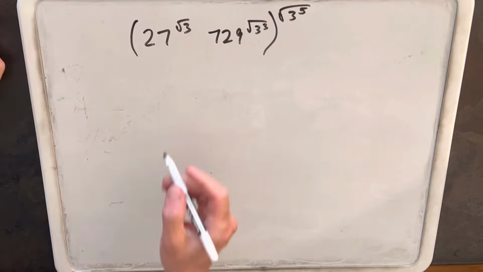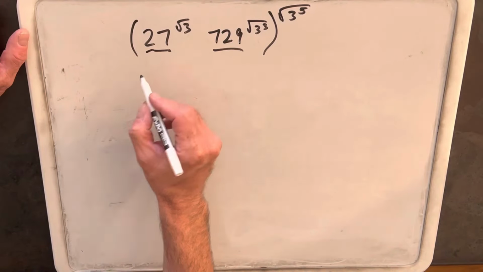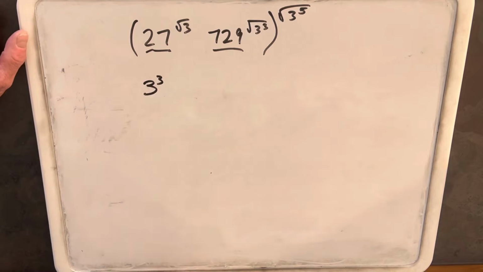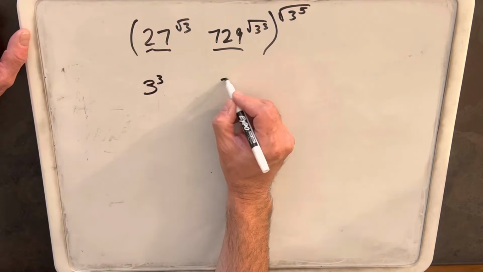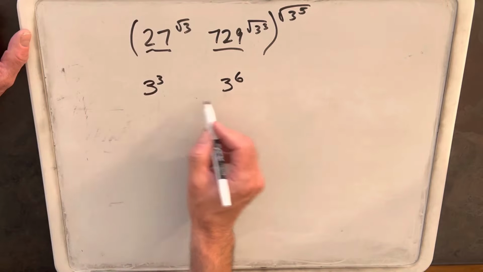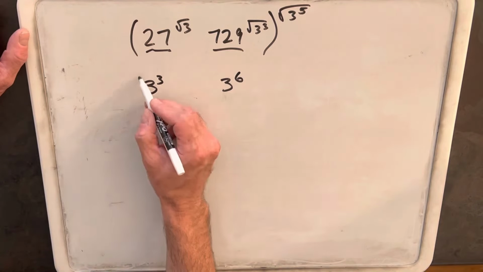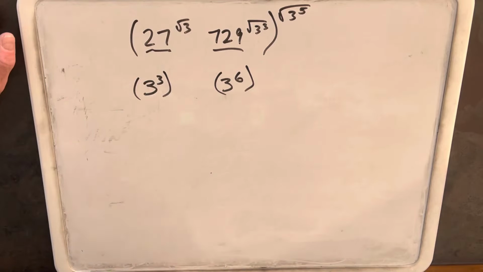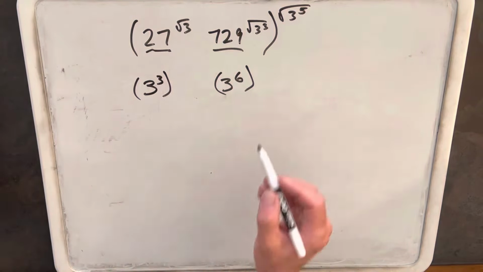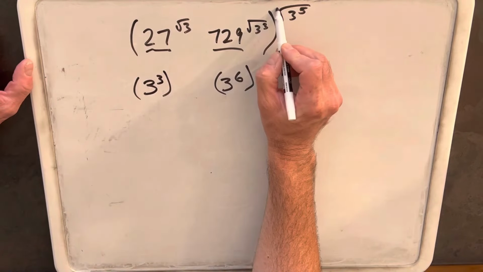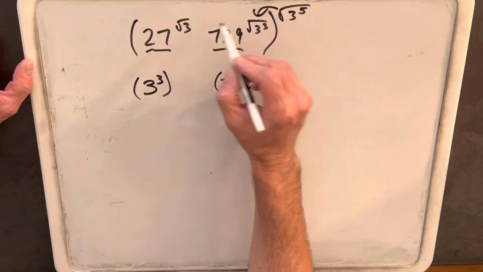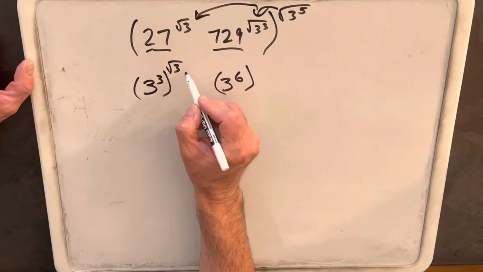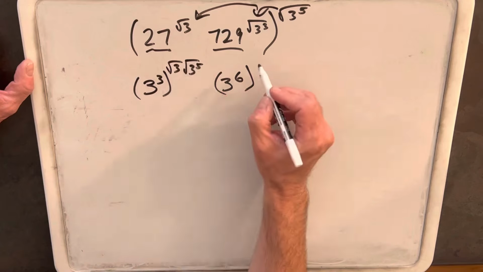The first thing I notice is 27 can be rewritten as 3 cubed, and 729 can be rewritten as 3 to the 6th. So that's how we can get a common base there, and I'm pretty sure that's going to be important later. Now next, we can take this exponent here and just multiply it inside our parentheses. So we're going to end up with, we'll just write this out like this.